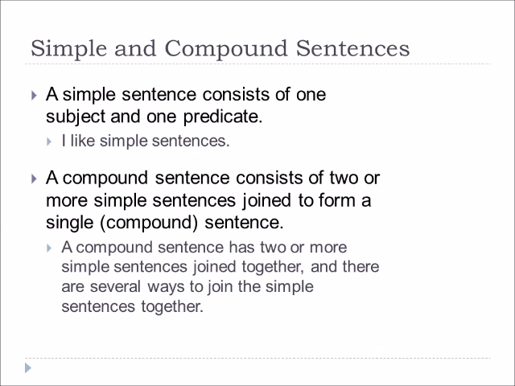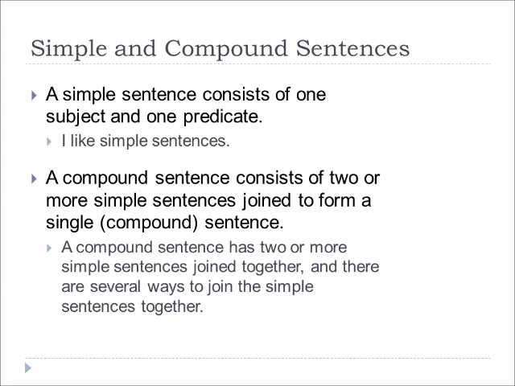A compound sentence consists of two or more simple sentences joined to form a single sentence, which is a compound sentence. Example: A compound sentence has two or more simple sentences joined together, and there are several ways to join the simple sentences together. That is a compound sentence, and it explains what a compound sentence is.